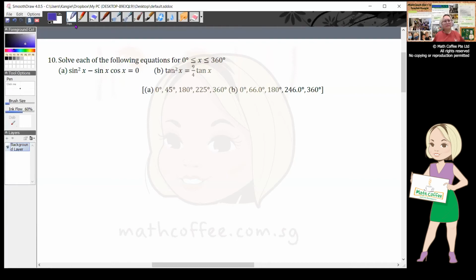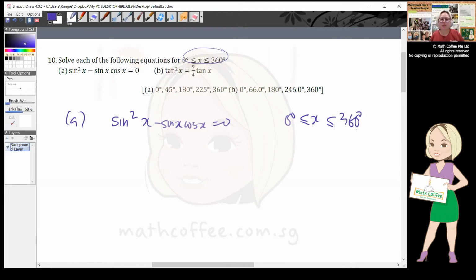Okay, question 10, 10a. Sine square x minus sine x cosine x equals to 0. Okay, write out my answer range. This one is something like a trigo quadratic equation. You just visualize this way. If today I have, let's say, x squared minus 3x equals to 0. Algebra, right? Quadratic equation, right? How do you solve this? You take out common factor x, x minus 3 equals to 0. You solve x equals to 0 or x equals to 3. Two answers, right?